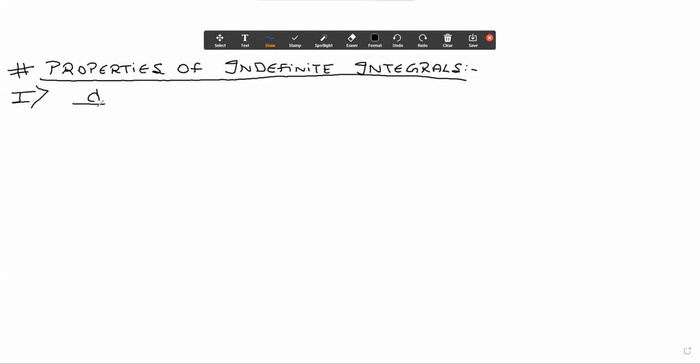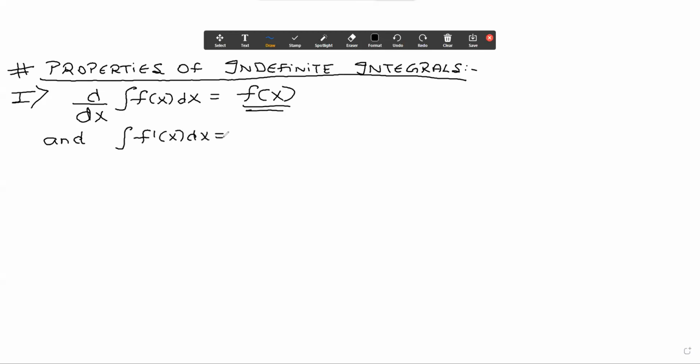If I differentiate the integral of f of x dx, I will get back the function itself. That means if I integrate f of x dx and then I differentiate it back, I will get the function itself. And if I integrate the differentiation of the function, I will get f of x plus c.